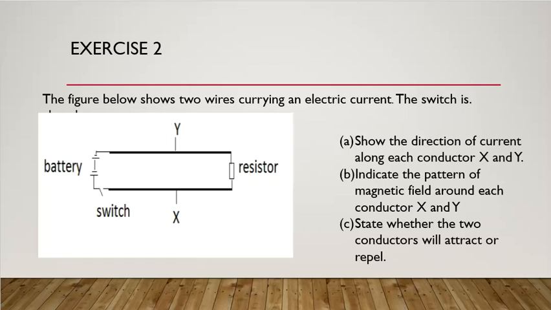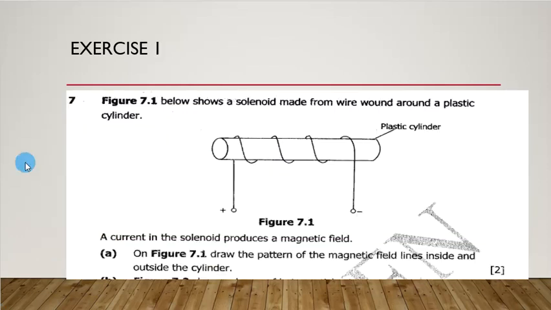Okay, so let's start with exercise 1 actually. Exercise 1 is from the specimen paper for 2016 pure physics. Figure 7.1 below shows a solenoid made from wire wound around a plastic cylinder. So this is a plastic cylinder, and then there's wire wound around this plastic cylinder. We are given the polarity of the wire. The conductor is the positive terminal, this is negative.